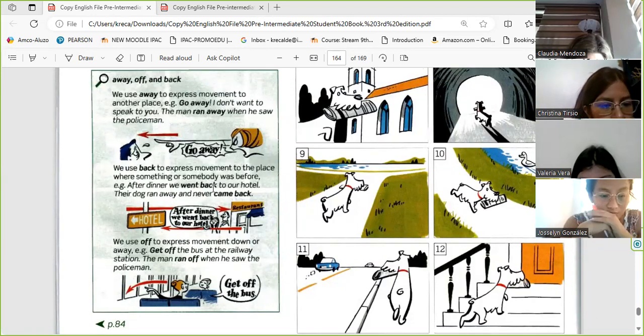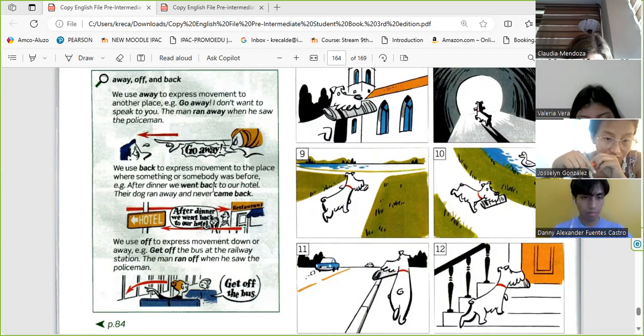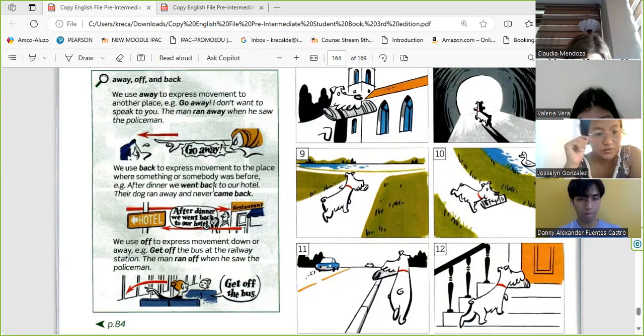Now back, would you please read it, Christina? We use back to express movement to the place where something or somebody was before. After dinner, we went back to our hotel. Their dog ran away and never came back. Thank you, okay? So when you come back to something, is when you return to the place that it used to be, okay? Like here says, when you express movement to the place where something or somebody was before, yeah?